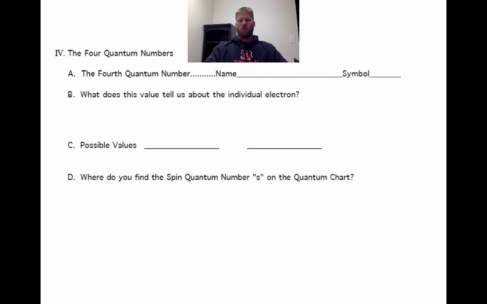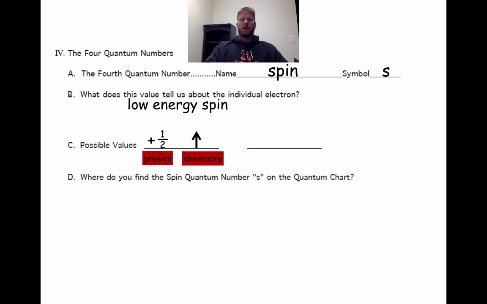The fourth and final quantum number is referred to as the spin quantum number. It gets the symbol S, and this tells us the energy state of the individual electron. A low energy state corresponds to a possible plus 1/2 value. That is the numerical value, so that's the physics notation. The chemistry notation is just an up arrow. Then we have electrons that have a high energy spin, and these will get a physics notation for S of negative 1/2, and the chemistry notation is just represented with a down arrow.